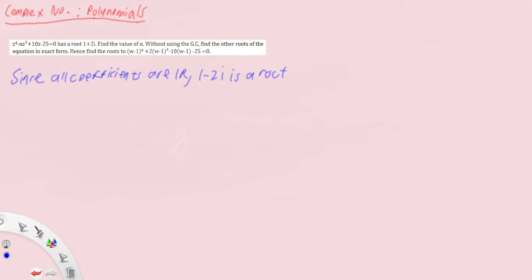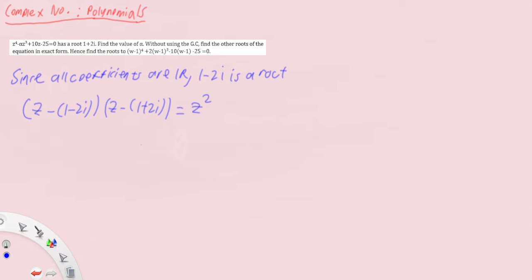And now from here, we will use the factor theorem. And I'm going to show you how we could find the other factor just by inspection. But first of all, we know that we have two factors, z minus 1 minus 2i and z minus 1 plus 2i. So what I'm going to do is expand this first to give us a quadratic factor, so it's easier for us to obtain the other quadratic factor when we break down the quartic equation.